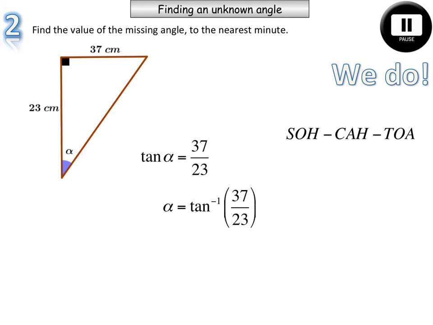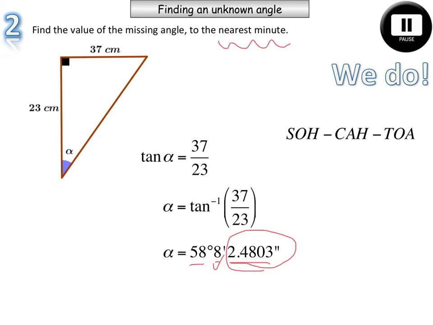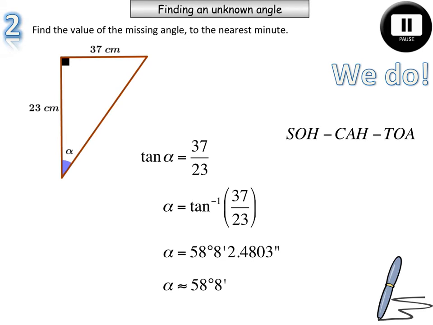That's not a power of -1. Just be careful, it's not 1 over tan, it's actually saying the inverse tan of that ratio. Use your calculator, and now we have degrees, minutes, seconds. So we want it to the nearest minute. So looking at this, is that bigger than 30? No, it's not. So this stays the same. So 58 degrees and 8 minutes. How did you go with that triangle?